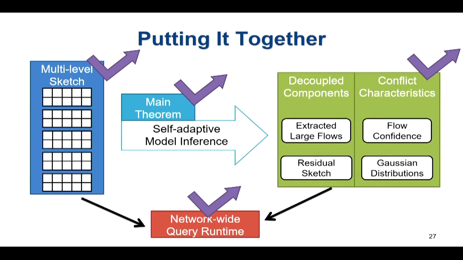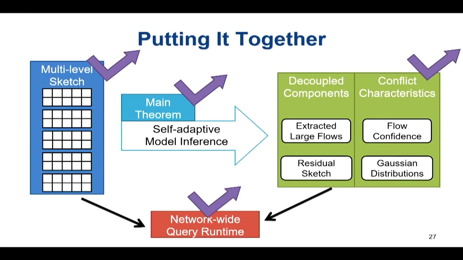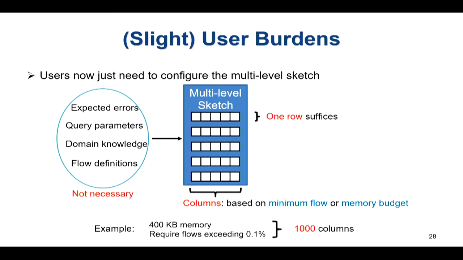The key component in this design is the self-adaptive model inference, and this model inference is automatic and transparent to users. So the only slight user burden in SketchLearn is to configure the multi-level sketch. Our experience is that one row is sufficient because it doesn't need multiple hash functions to bound the error probabilities anymore. And the number of columns can be calculated based on the minimal flow or memory budget. This configuration is very straightforward. It doesn't consider any factors such as expected errors or query parameters, and it doesn't require any manual tuning anymore.